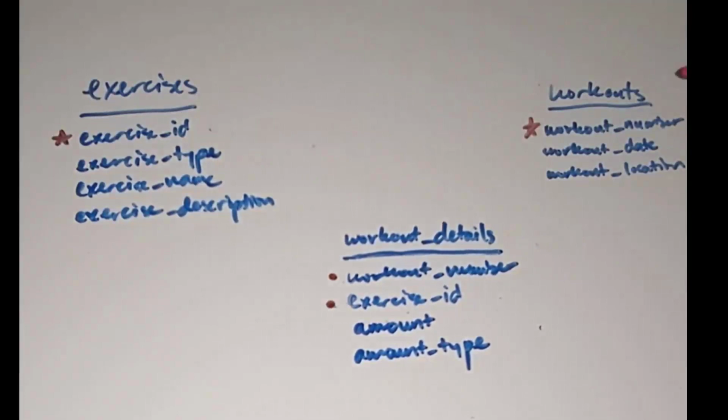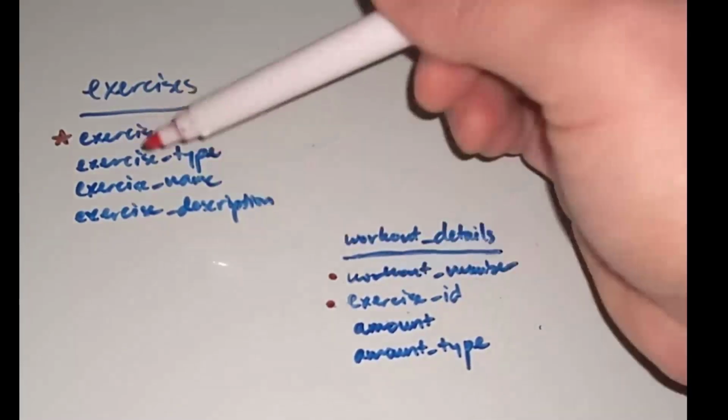So this would be a workout date, a location, and you could have an auto-incrementing number there that serves as the primary key. You could use the date as the primary key if you only have one workout per day. But just in case you do more than one workout in a day, you might want to use some sort of ID other than the date. So how do you connect these two?